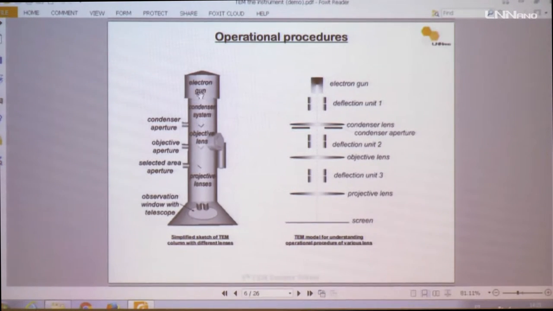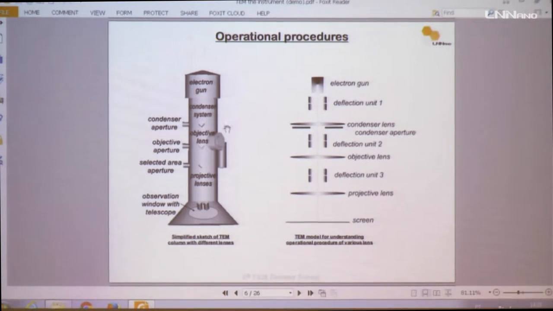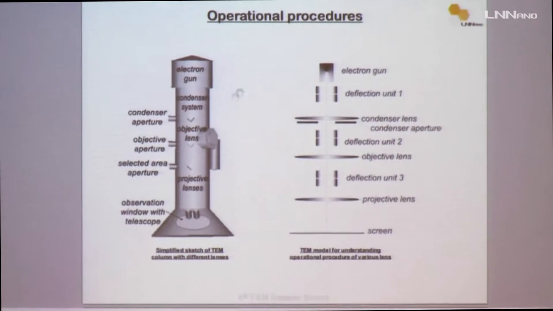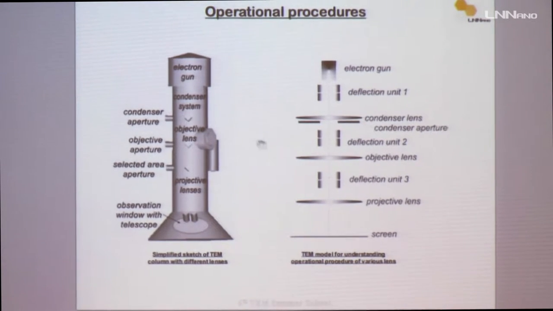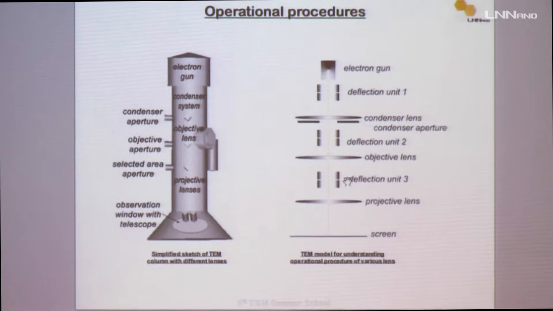And as I mentioned, I divided the entire column into different deflection units. I replaced the electron gun with the same, and I replaced the condenser lens system as deflector unit 1, with the condenser lens as one single lens, and the condenser aperture, which goes here. The lenses below the condenser lens, I modified as deflection unit 2. Below that, we have the projection lens and intermediate lenses. I made it deflection unit 3 and replaced them with one lens, that is a projection lens, and the complete observation unit as one single line, as a screen.